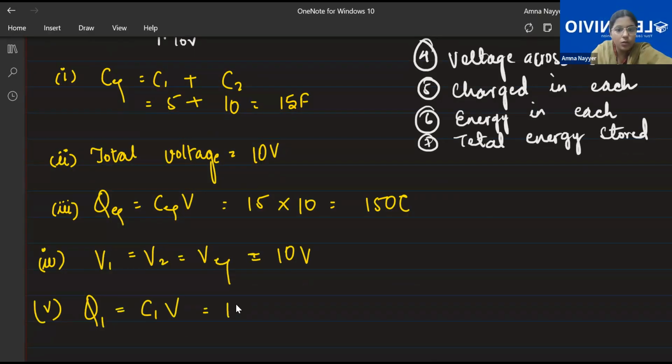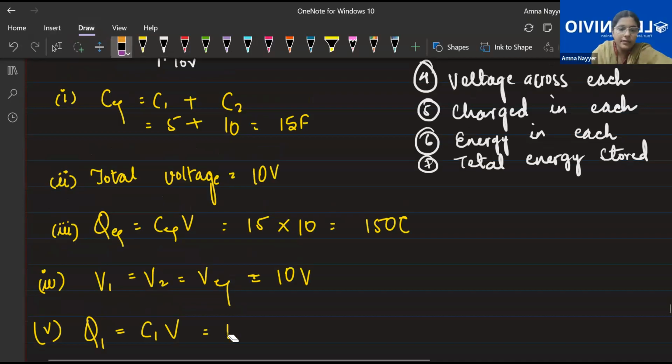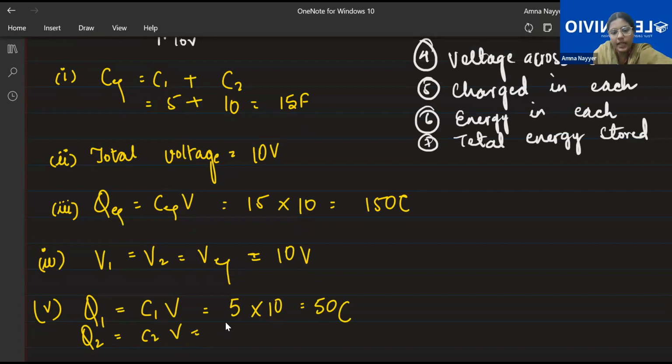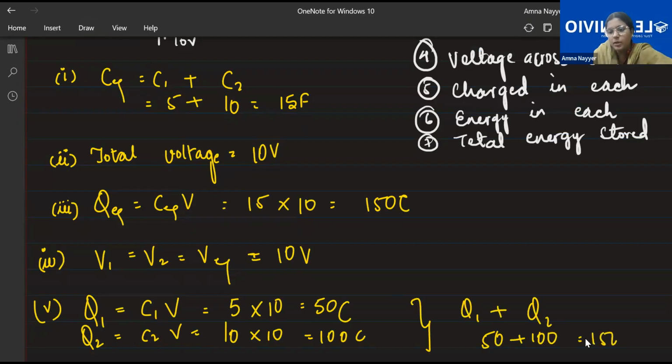C1 is 5, so Q1 is 5 into 10, which is 50 coulomb. And Q2 is C2 into V, 10 into 10, which is 100 coulomb. See, when I add it, Q1 plus Q2, 50 plus 100, I'm getting 150 coulomb, the total charge back, right? So this is how we have to calculate.